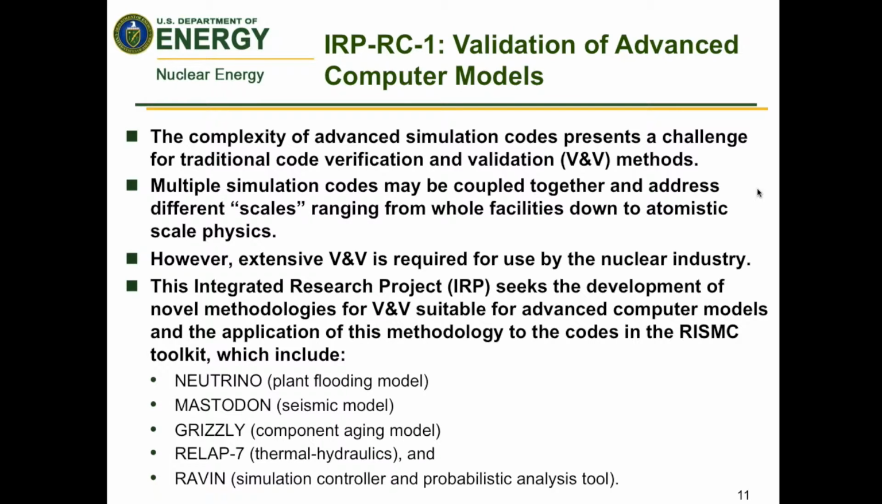Some of the codes that we're looking at in the RISMC toolkit, I mentioned some of these before. These first two, the Neutrino code related to plant flooding models and the Mastodon code related to seismic modeling, actually are not MOOSE-based codes, they're particle codes. So I'll point that out. They happen not to be MOOSE-based codes. But the other three, Grizzly, RELAP-7, and RAVEN, are MOOSE-based codes. Grizzly, again, is a component aging model. RELAP-7 is the thermal hydraulics code, and RAVEN is a simulation controller and probabilistic tool.